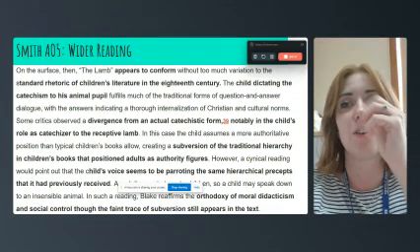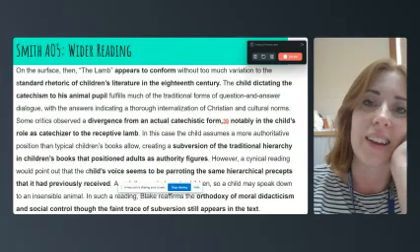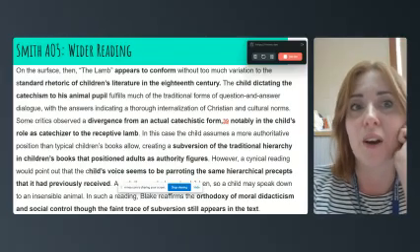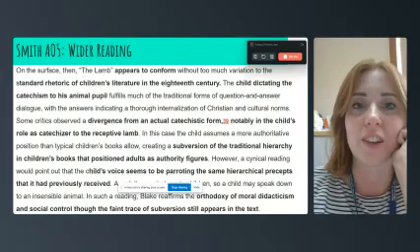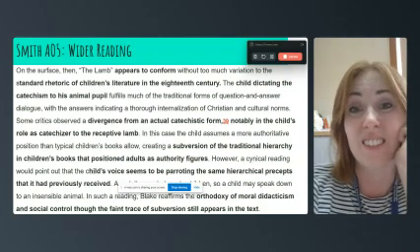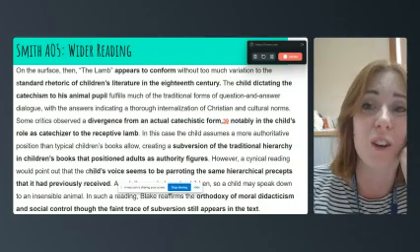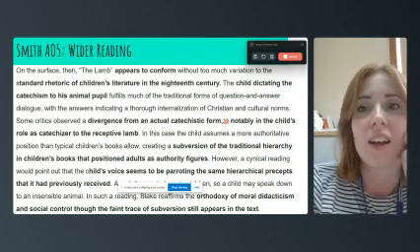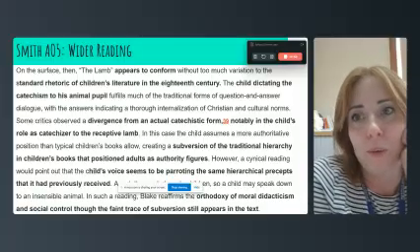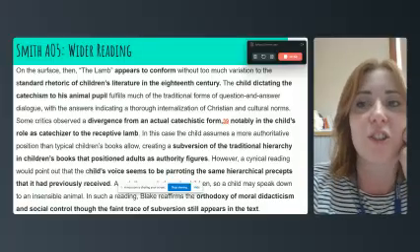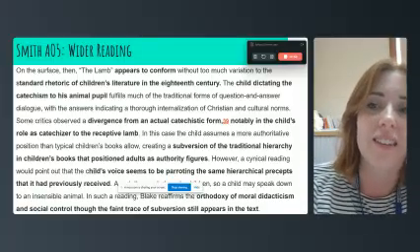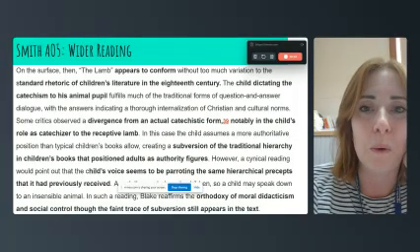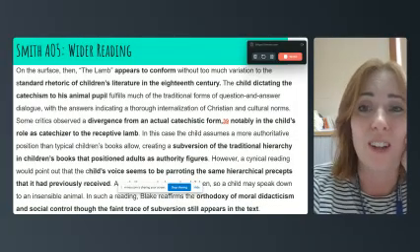So if you have a little look at this slide, it says that the lamb appears to conform without too much variation to the standard rhetoric of children's literature in the 18th century, which it very much does. It's very much question, answer. It's quite memorable as well. And you have the child dictating the catechism to his animal pupil. Again, the traditional form of question and answer.